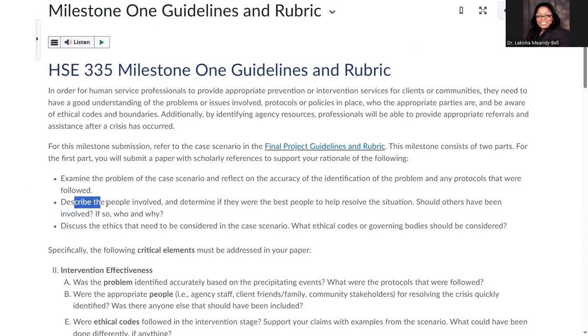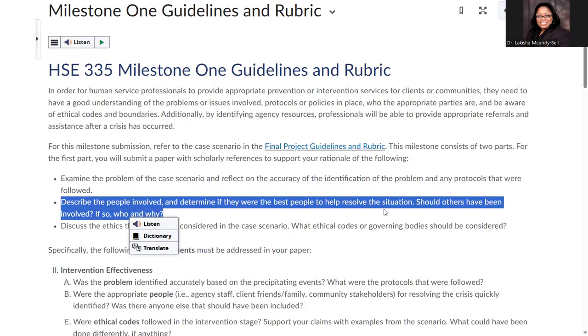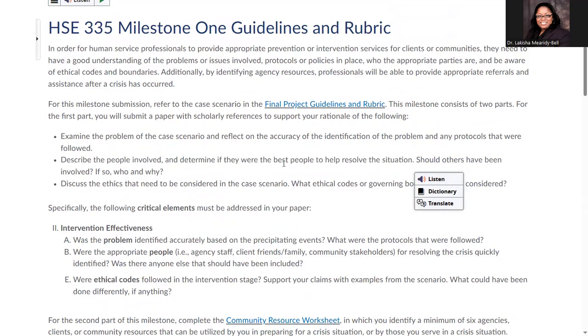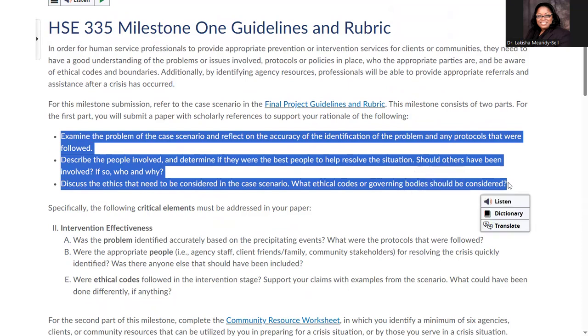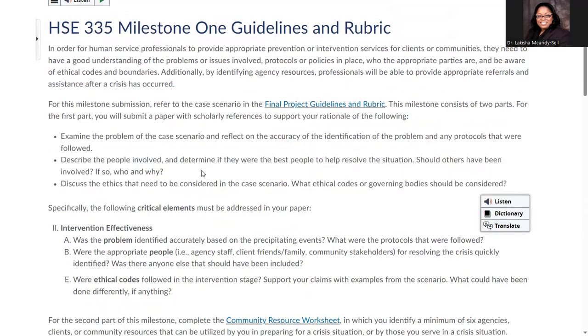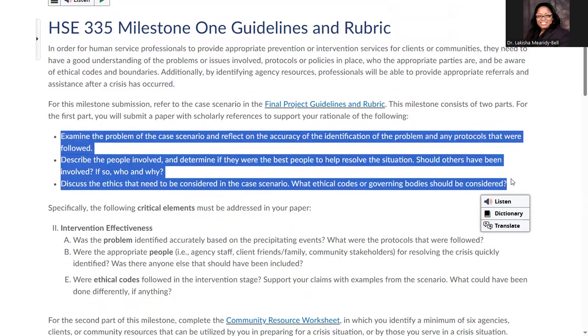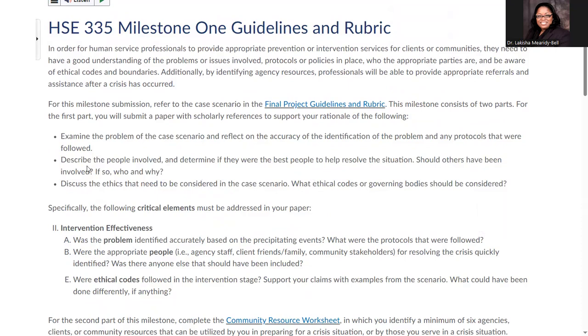The second one is to describe the people involved and determine if they were the best people to help resolve the situation. So in your assignment, I would suggest actually putting this in an introduction. Let that be the first thing you talk about. That way it shows the key elements have been addressed in regards to these three bullets. So going back to the second one, describing the people involved: in your case study, talk about the people that were involved. Identify the key characteristics of who they are.